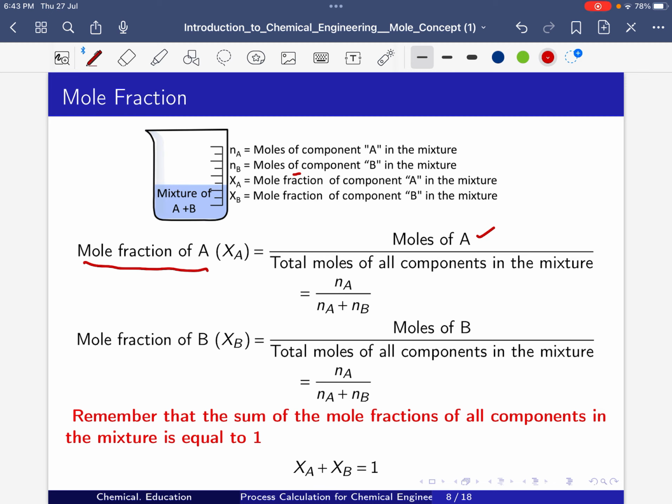If there are more components, it will include those too. And the mole fraction of B is the moles of B by the total moles of components in the mixture, so Nb by Na plus Nb. And remember, the sum of the mole fractions of all components in the mixture is equal to 1. After calculating the mole fractions, if we add them all, the sum must be equal to 1. If it is 1, then our calculation is okay, otherwise we have to check the calculation.